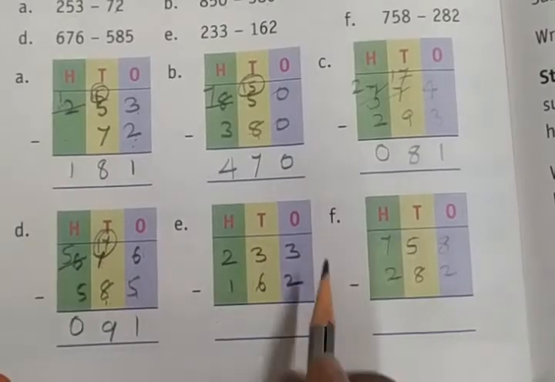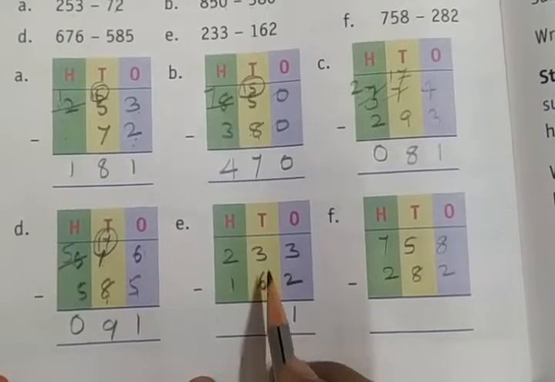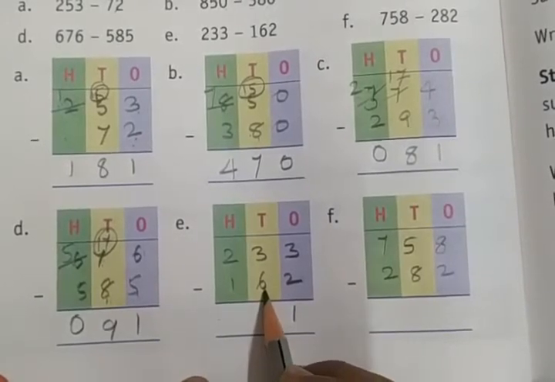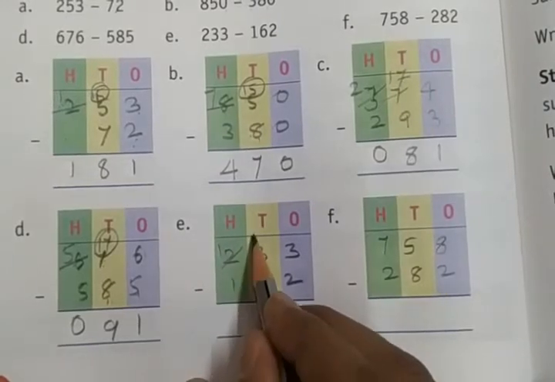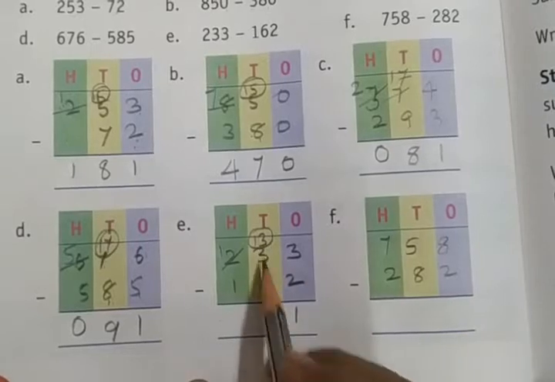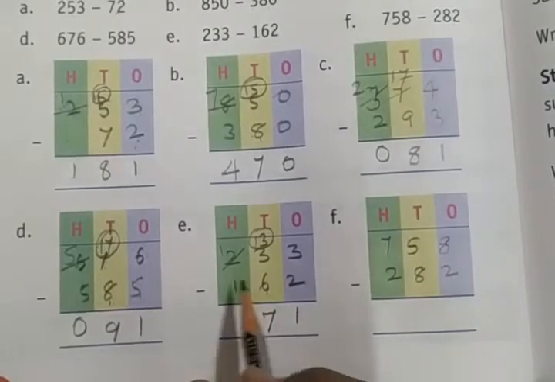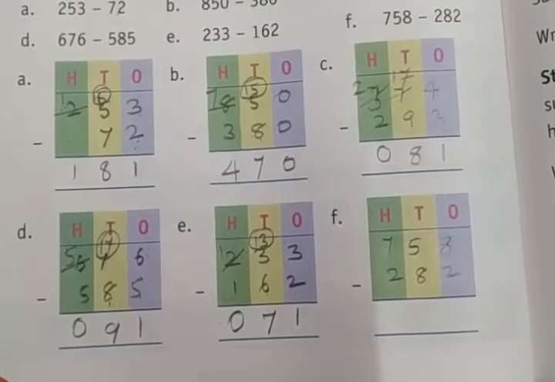Okay. So here 3 minus 2 is 1. Out of 3 we can't subtract 6. For that what do we have to go for? We have to go for the borrow. It will become 1. It will become 10 plus 3 is 13. Okay. This step here is most important. 13 minus 6 is 7. So 1 minus 1 is 0. So 233 minus 162 is equal to 71.